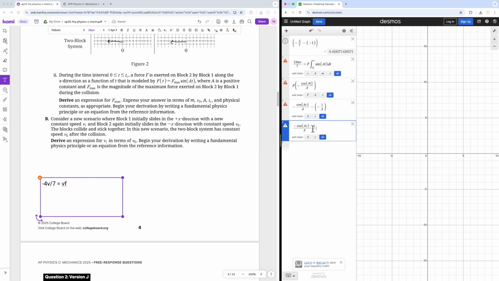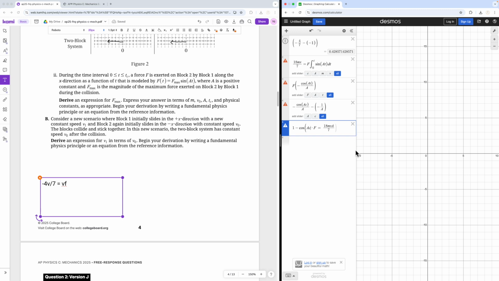And this we're actually multiplying by F max, so F max times that is equal to 18 mv divided by 7. So all you have to do now is multiply a to both sides, so 18 mv a. And then you're just going to divide by negative cosine a tc minus 1. And actually it's going to be a plus 1 because we're subtracting a negative. And so now you could just say 1 minus cosine a tc.